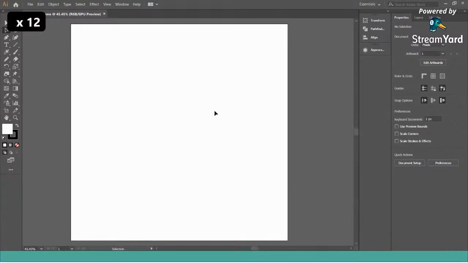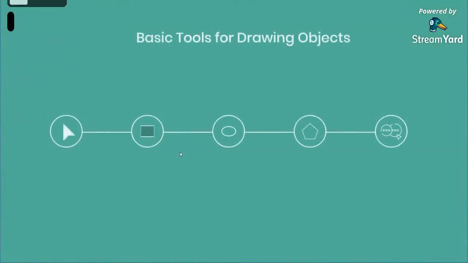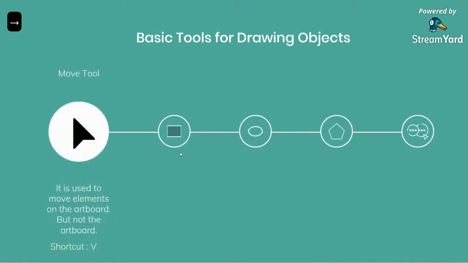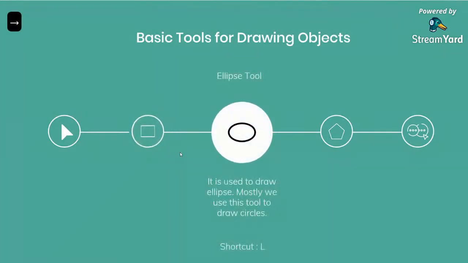Now the basic tools for drawing objects. The move tool. It is used to move elements on the artboard, but not the artboard itself. There is a shortcut for this. We can press V. Rectangle tool. It is used to create rectangles and squares. Shortcut key M. Ellipse tool. It is used to draw ellipses. Mostly we use this tool to draw circles. Shortcut key L.